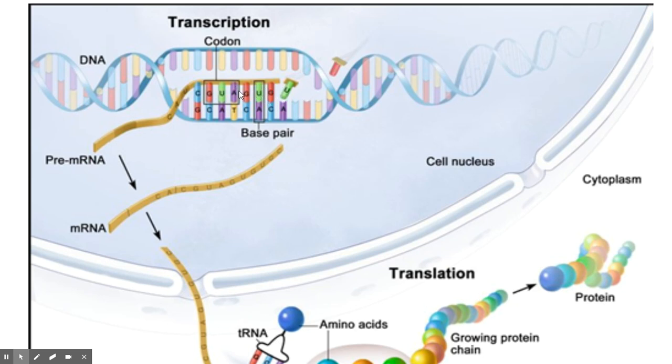Notice that there's U's, and that's how you know it's mRNA, instead of the T's, that's how you know this is DNA. And this is going to keep going until it hits a stop codon. That tells the mRNA molecule it's done and it's ready and it can leave the nucleus.